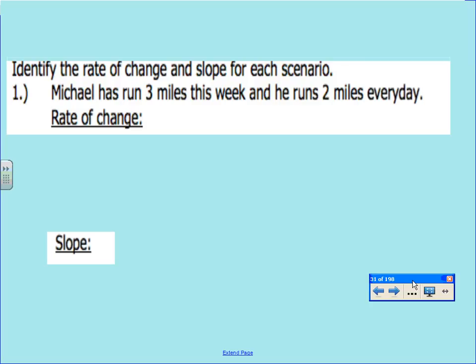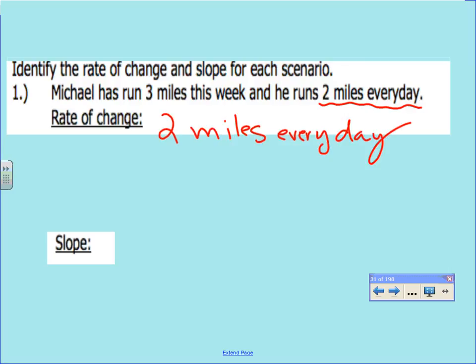Anastasia? He already ran 3. Is that going to change? No, you can't change what you already ran, right? So this is going to be our rate of change. And I'll explain more. 2 miles every day. This is our rate of change because you're increasing this every day.